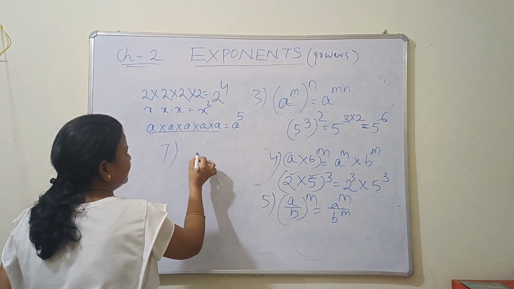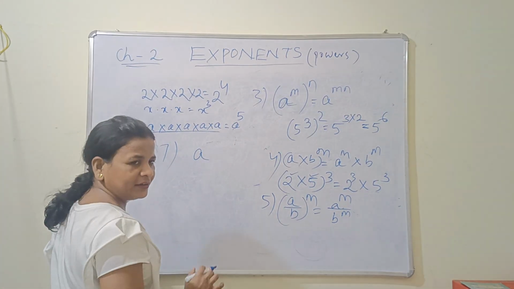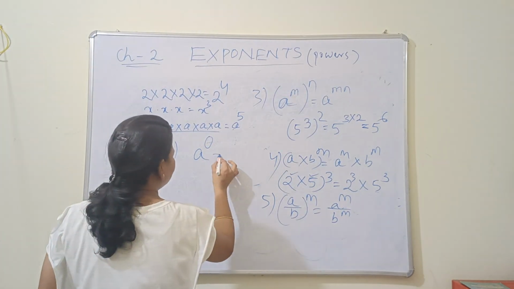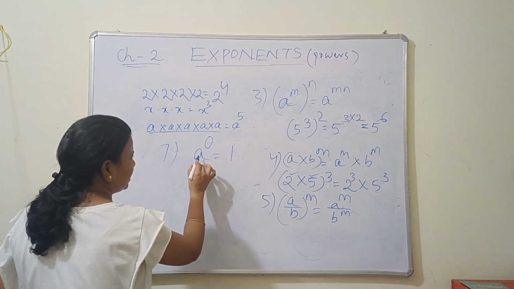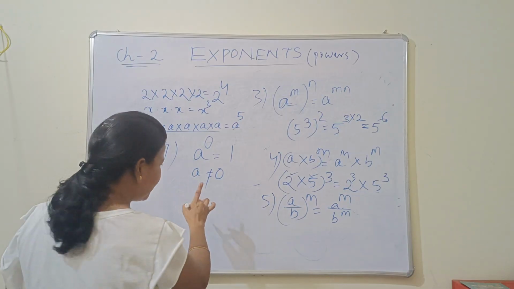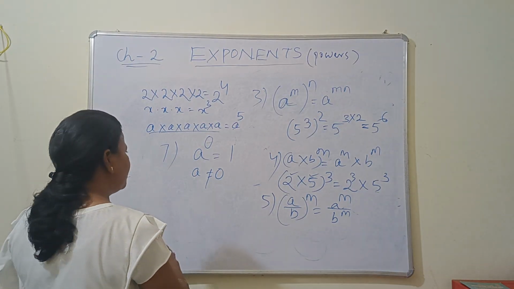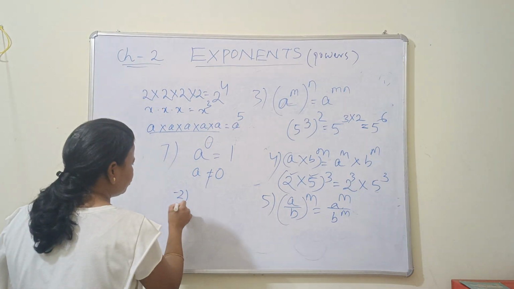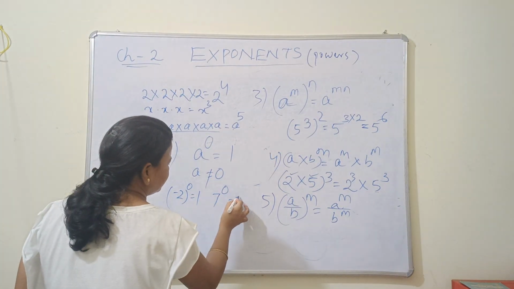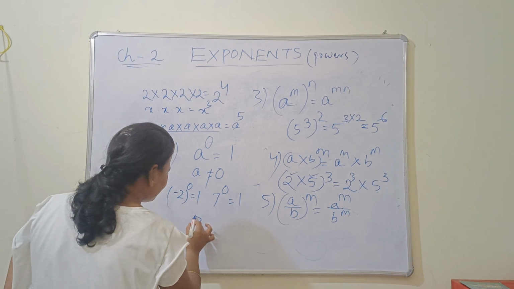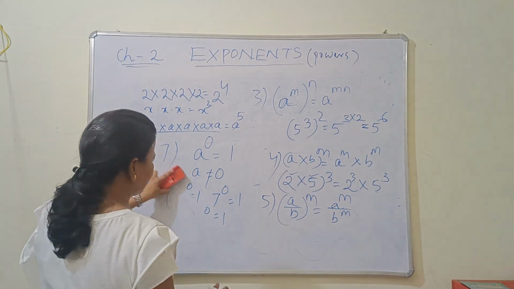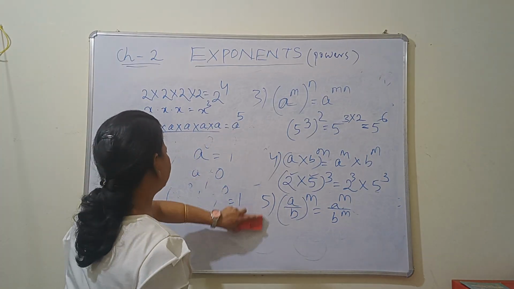Next, the seventh law says that if any number is there, and its power 0 is given, it would always be equal to 1. But keep one thing in mind, that a is not equal to 0. The base is not equal to 0. So take minus 2 to the power 0, it would be 1. 7 to the power 0, it would be 1. 5 to the power 0 is also equal to 1. So this is the seventh law of exponents.